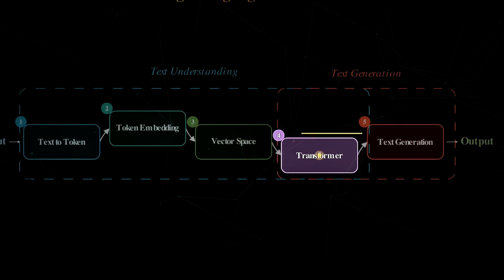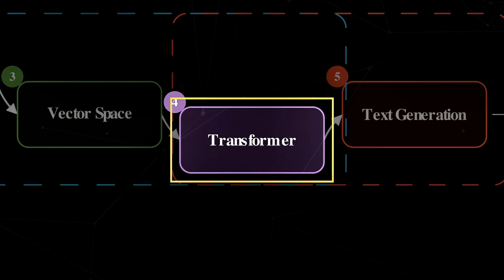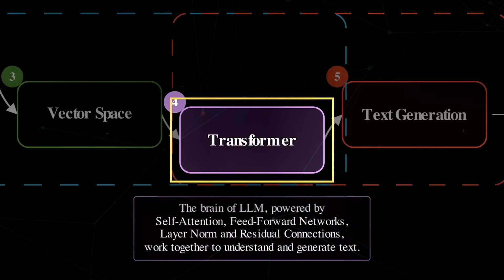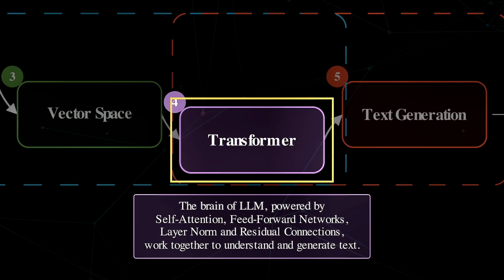Now the model knows what each word means, but it still doesn't understand how they work together within a sentence. That's the job of step 4, the transformer. The transformer is the brain of the LLM. It uses self-attention, feed-forward networks, layer normalization, and residual connections, all working together to deeply understand and process the text. That sounds complex, but don't worry, we'll break down each component in detail.